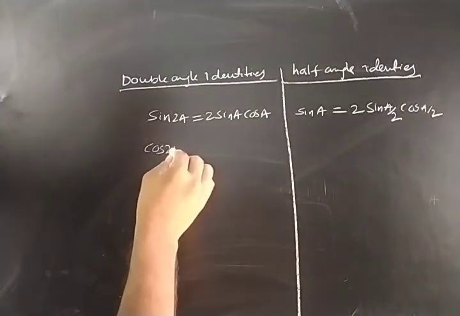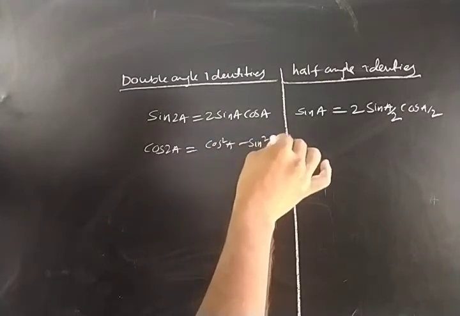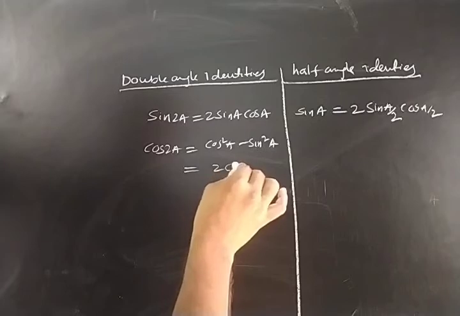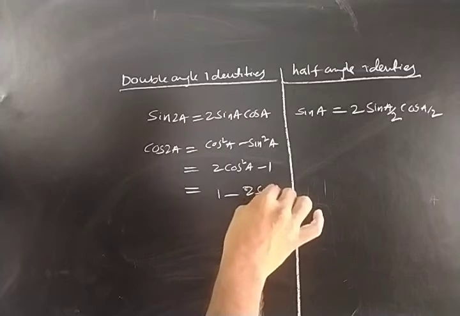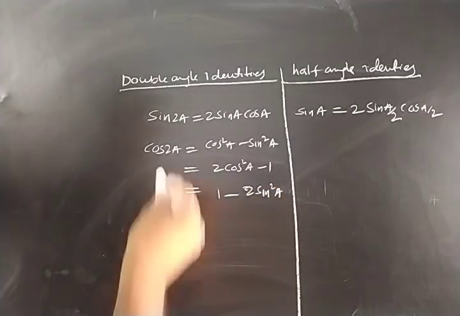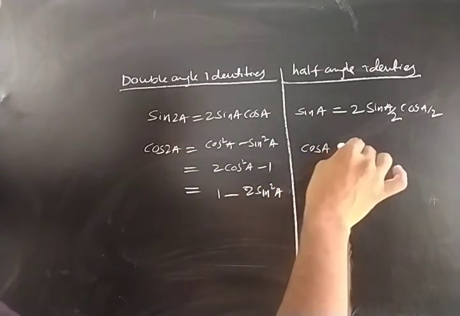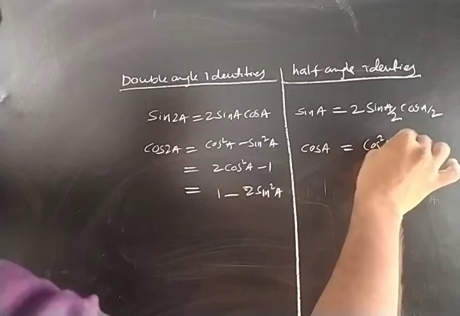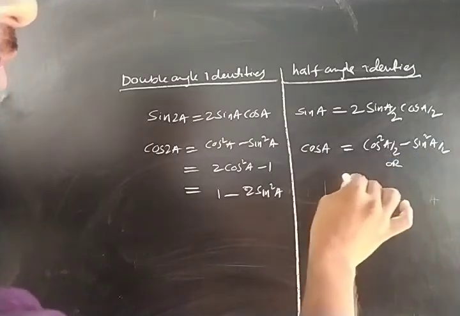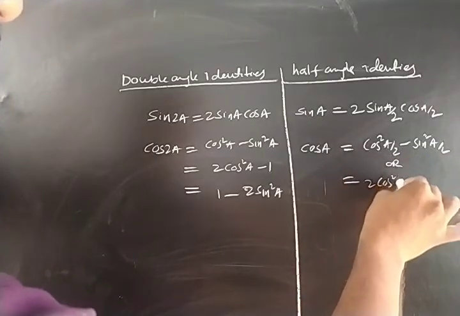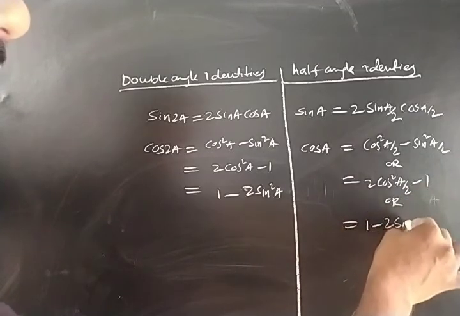Similarly, the cos 2A formula. We have three formulas. One is cos square A minus sin square A, another formula is 2 cos square A minus 1, and another formula is 1 minus 2 sin square A. Again I am dividing only the angle by 2. So on the left hand side you will get cos A. Cos A equals cos square A by 2 minus sin square A by 2, or you can write 2 cos square A by 2 minus 1, or you can write 1 minus 2 sin square A by 2.